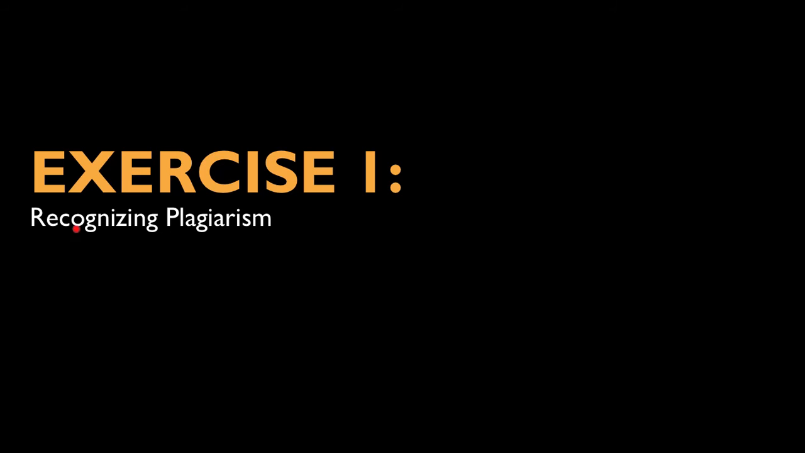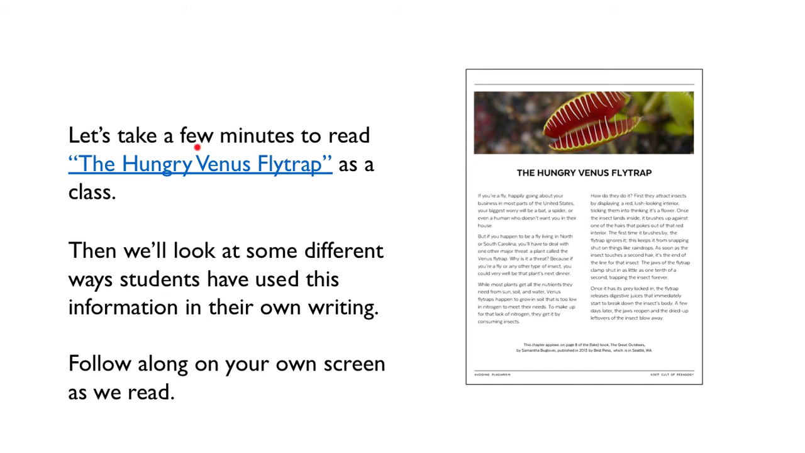The first step is recognizing plagiarism. Let's take a few minutes to read The Hungry Venus Flytrap as a class. Then we'll look at some different ways students have used this information in their own writing. Follow along on your own screen as we read.